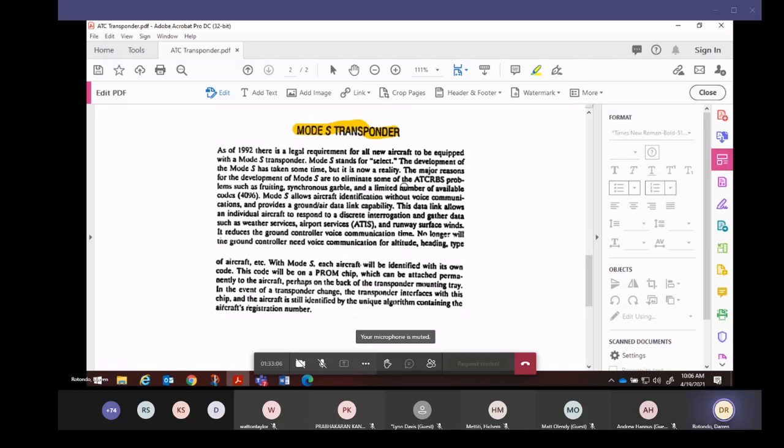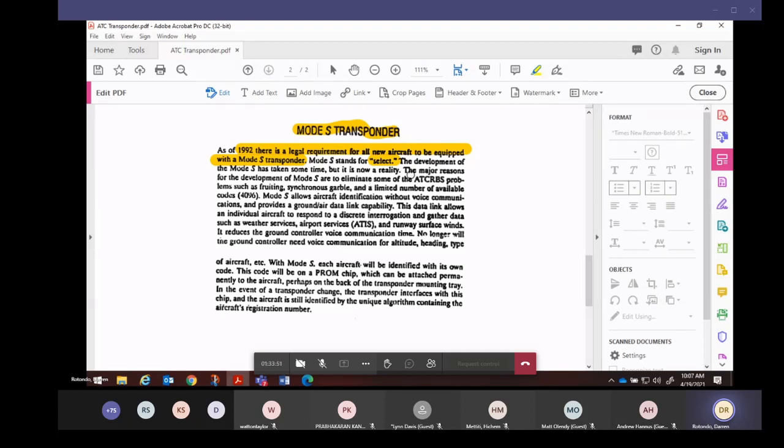So let's look at this for a second. Way back in 1992, that's a long time ago, there became a legal requirement for all new aircraft to be equipped with a special transponder called a Mode S transponder. The S stands for select, so Mode Select transponder. And they say the development of this Mode S transponder has taken some time, but in 1992, it became a reality. Well, it became a reality for some people in the United States, as they seem to have gotten on board with that first.